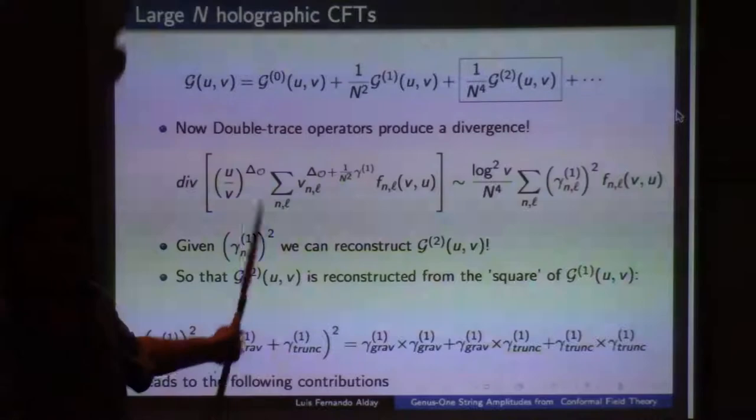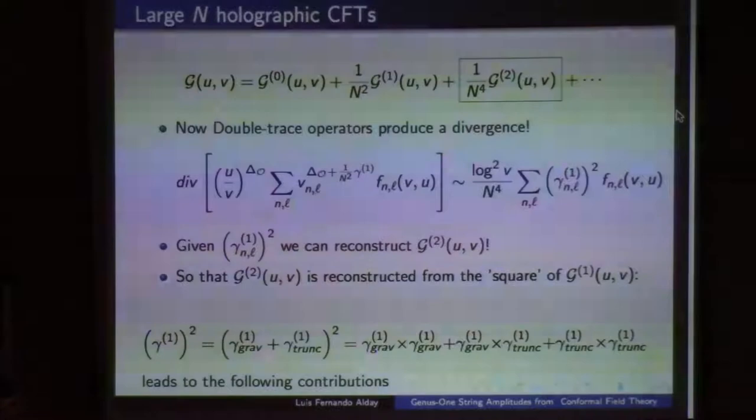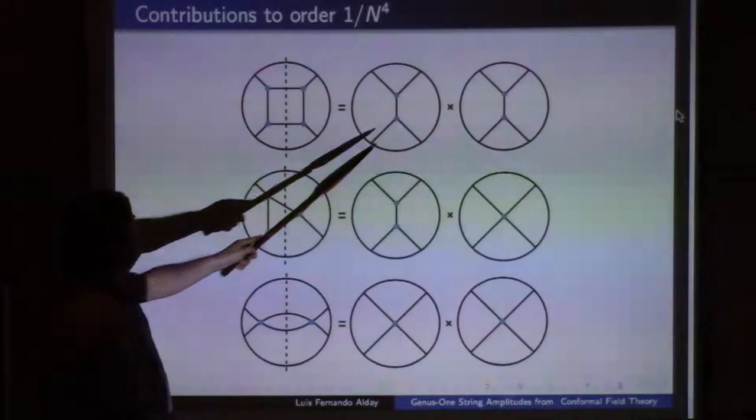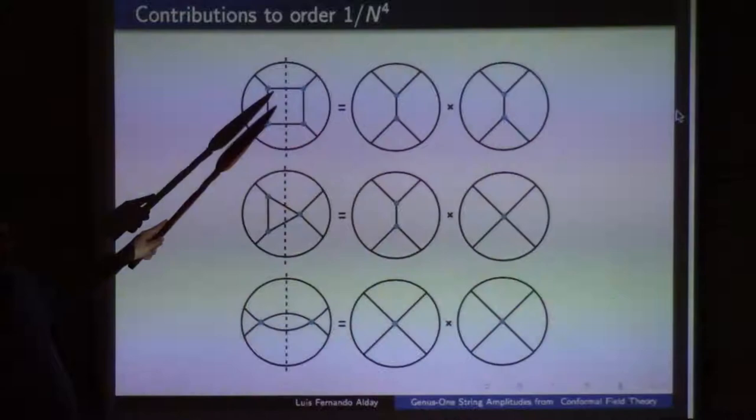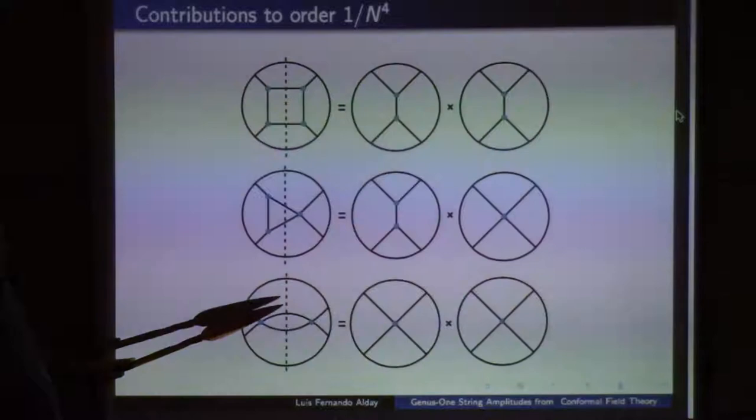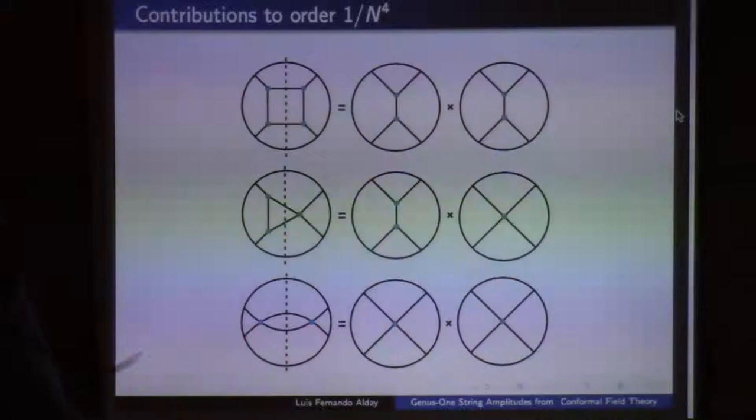This leads to the following contributions. If you have an exchange with an exchange, you get this loop contribution. If you have an exchange with a quartic vertex, you have something like this. And if you have two truncated solutions, you get this. This is exactly like the unitarity method, but now for AdS amplitudes. So this is a very beautiful picture. And the thing is that we are able to compute all of this. All these diagrams, you take the gamma 1 that you have, and you are able to compute that.